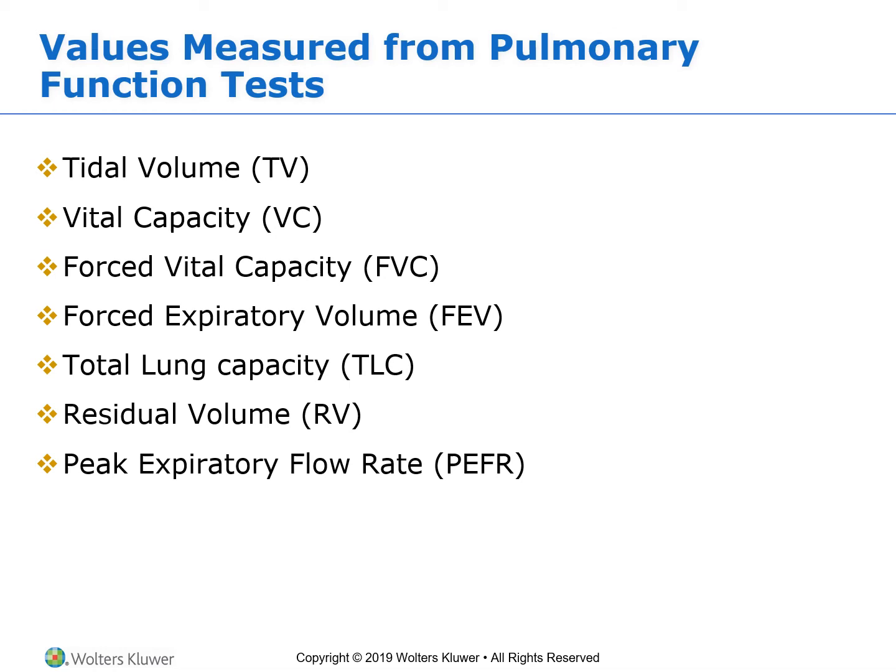The total lung capacity, this is the amount of air within the lungs at maximum inspiration. The residual volume, this is the amount of air left in the lung at maximal expiration. And then the peak expiratory flow rate. This is the maximum flow attained during the forced vital capacity.